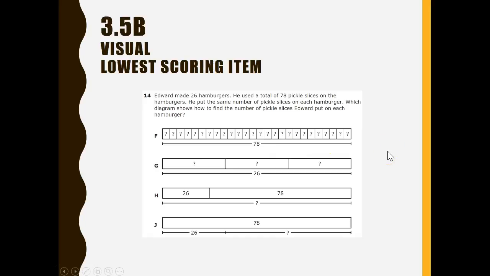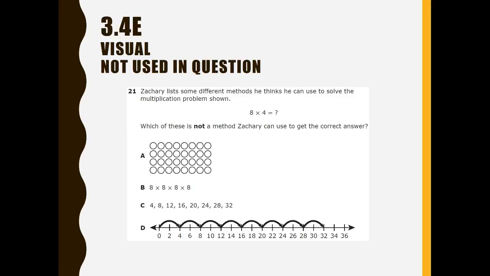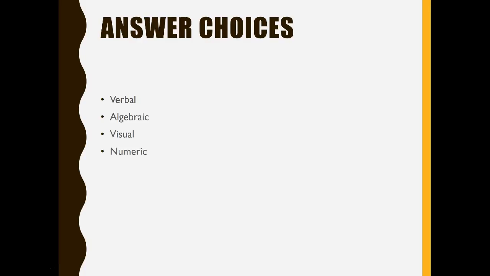This is one example of why we really need to get the kids to understand how to use diagrams. Now notice this particular item is a visual, but I really want you to look at the not in the question. Notice it is not capitalized. It is only bold-faced. So our answer choices were just verbal, algebraic, visual, and numeric. So I want you to really consider your formative assessments that you possibly create for the kids, and do they have a variety of answer choices? So we want to make sure the kids are introduced or exposed to as many as possible.